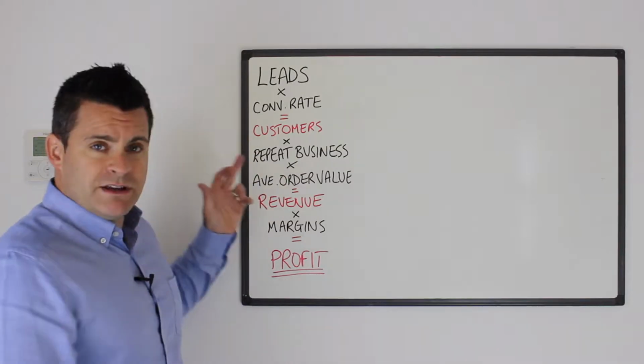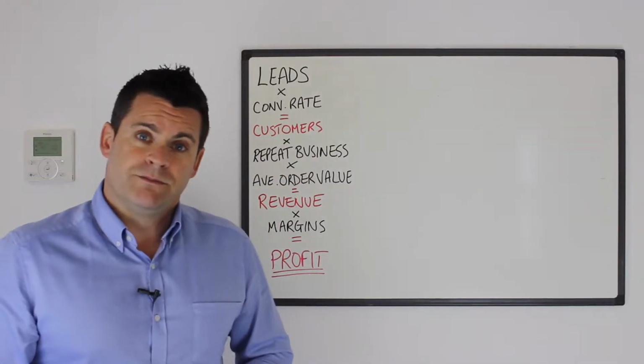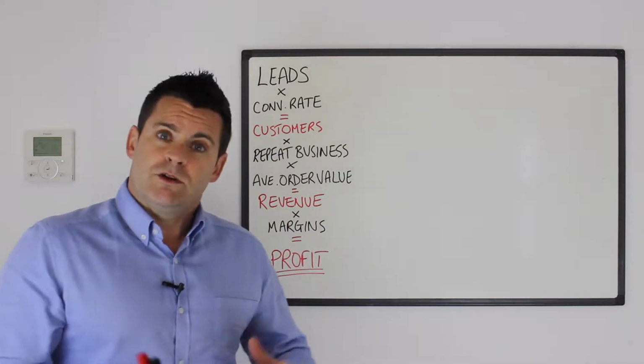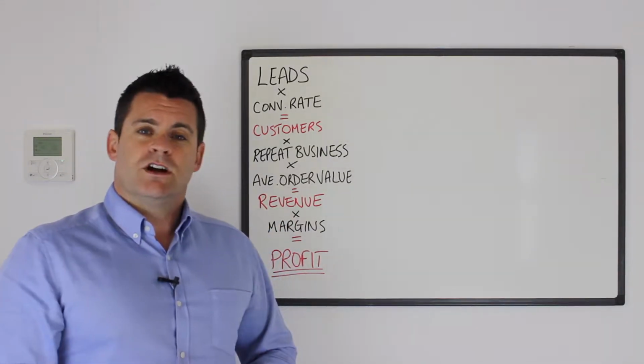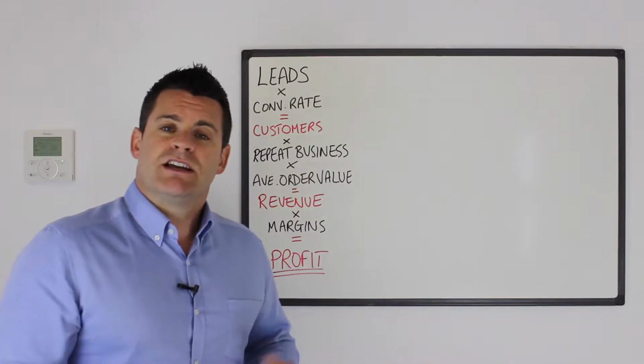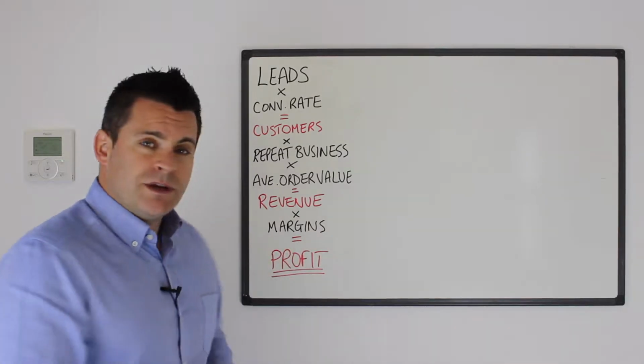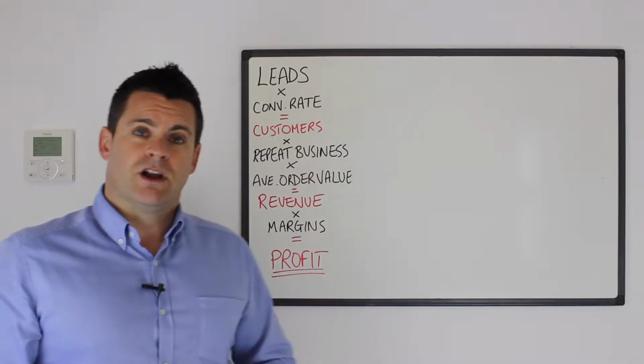If you times these 3 things together, your customers, repeat business, and average order value, you get your revenue or sales, however you like to call it. With those sales, obviously there's a margin to take out of that. You've got all your fixed costs and your variable costs to take out of that. So we times that by the margins, which leaves us bottom line profit.